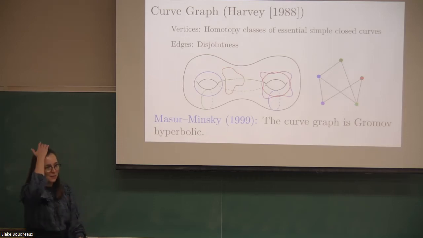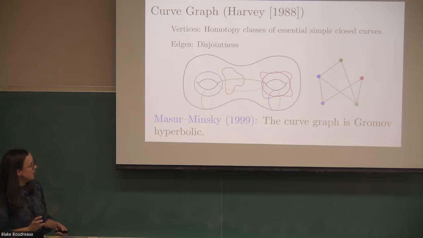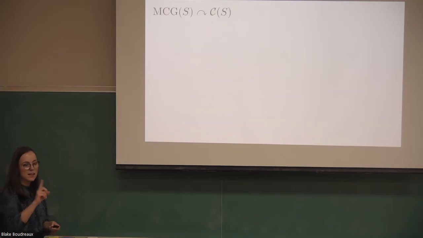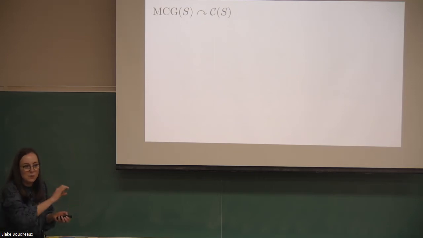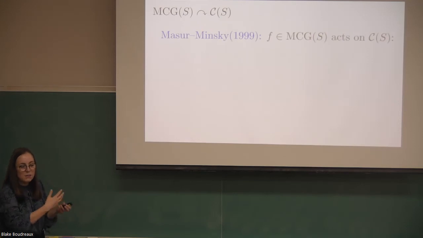Yeah, you're right. Okay. So in the work of Masur-Minsky, they also studied the action of the mapping class group on the curve graph. And what they were able to find is there's a type of Nielsen-Thurston classification based on which element you're looking at and how it acts on the curve graph. So you're able to show that if you take an element of the mapping class group, it's going to act on the curve graph in one of two ways.